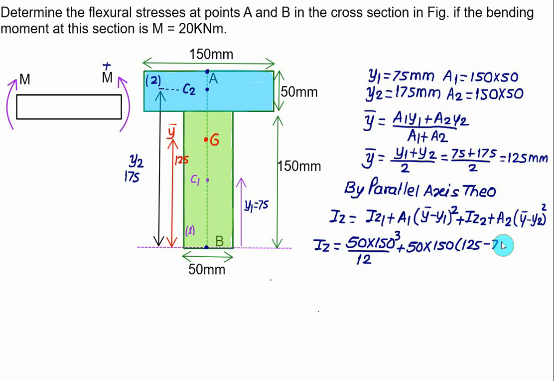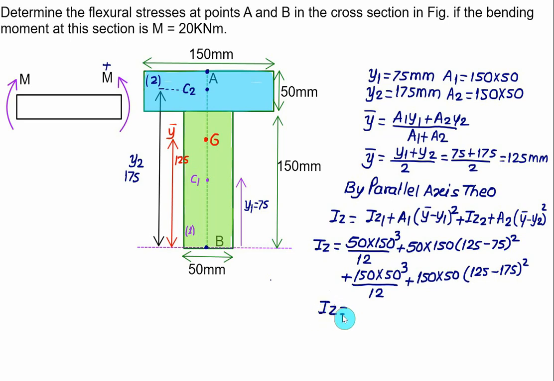Minus 75 square of it, plus we have Iz2. Iz2 is bh cube, where base is 150 and height is equal to 50. So we have 150 into 50 cube divided by 12, plus area 150 by 50, into y bar, which is 125, minus y2 value, which is equal to 175, and whole square. Solve this, you will get the value of Iz.